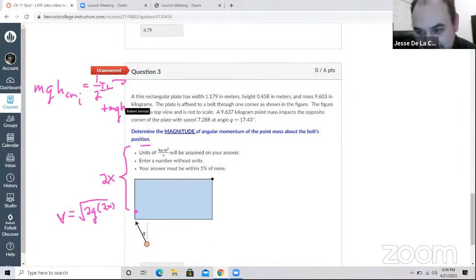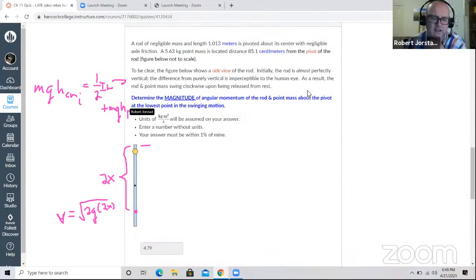Oh, sorry. I keep pressing stupid space bar. That's all right. And when you do that, there's supposed to be a squared there.